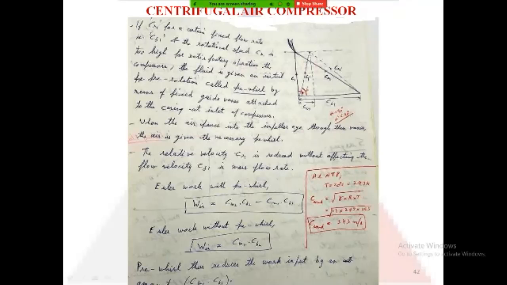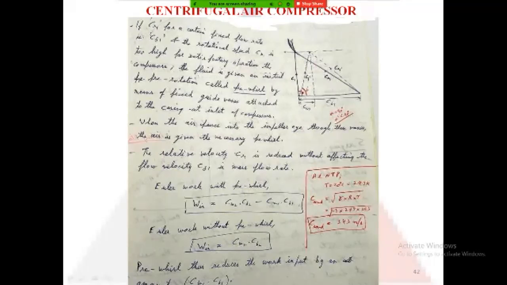So pre-whirl is nothing but the angle that is given to the air at inlet, and that angle is less than 90 degrees. By using this pre-whirl, you can see this from the Euler work. If I have reduced this angle of the air going inside, we also get the whirl component CW1. When the angle is 90 degrees, CW1 is 0. But if I give an angle that is less than 90 degrees, I will get CW1.